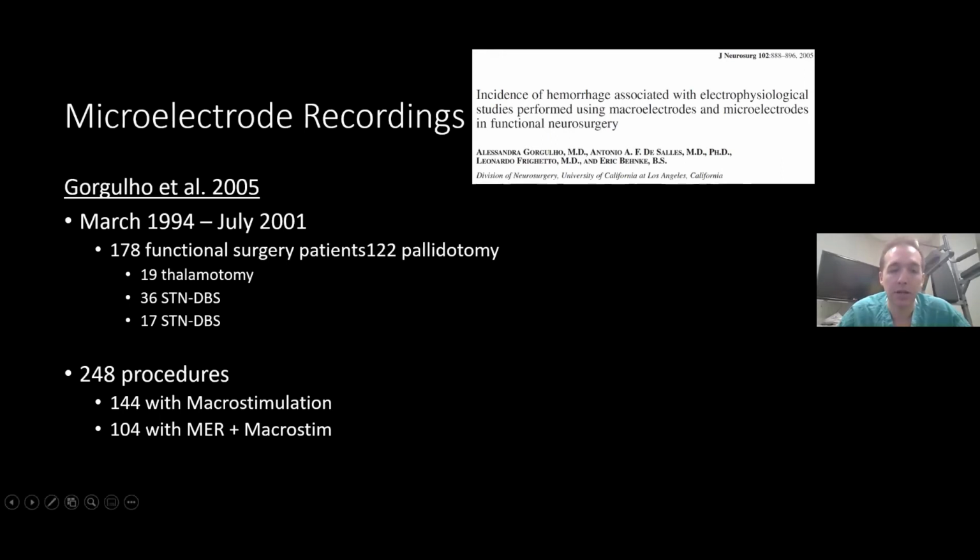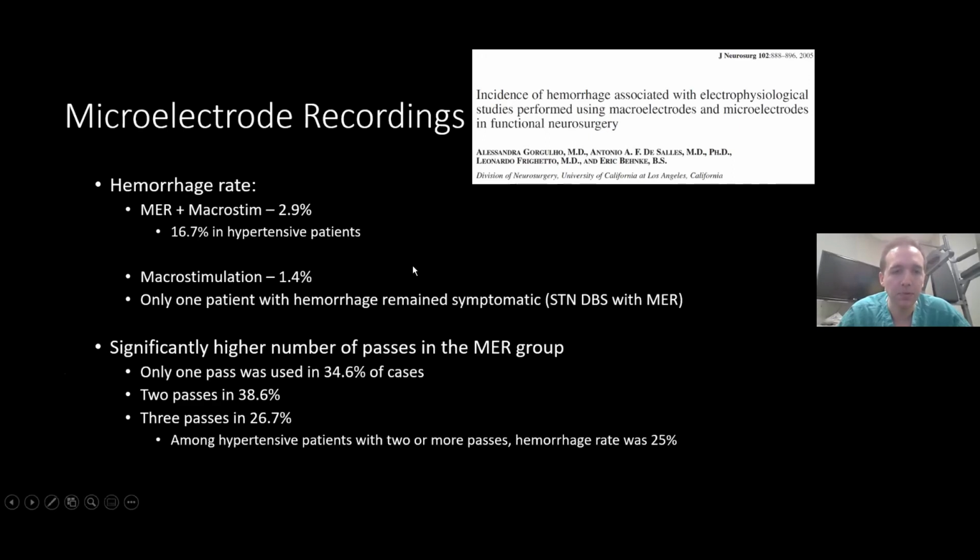So they basically had patients with macrostimulation only or MERs plus macrostimulation. What they figured out was that MERs does have a higher rate of hemorrhage, particularly in hypertensive patients. In the ORs here, we are very adamant about the blood pressure being well controlled, and we won't proceed until it's totally controlled for these very reasons, because it substantially increases your risk of hemorrhage in these hypertensive patients. What is that, eight times? No, it's about eight times as much. And with macrostimulation, the hemorrhage rate was only 1.5%. We're not talking about symptomatic patients, but among this group, I think there were only five hemorrhages, but that's still quite a bit. And one of those remained symptomatic for life.